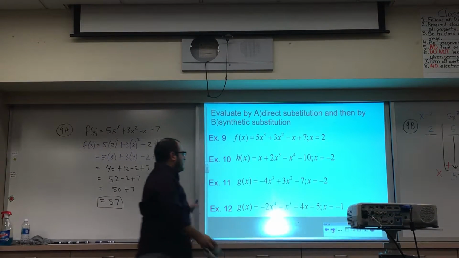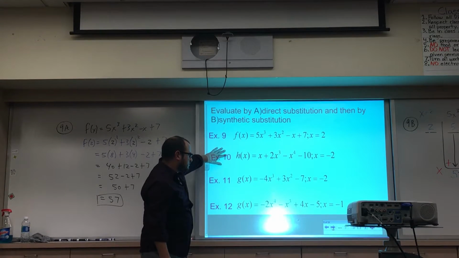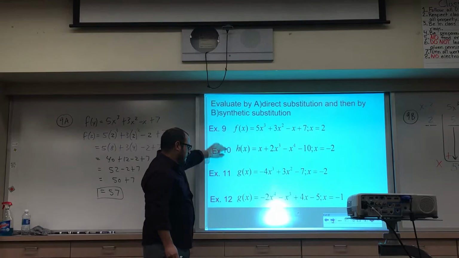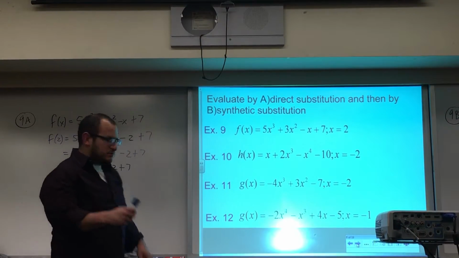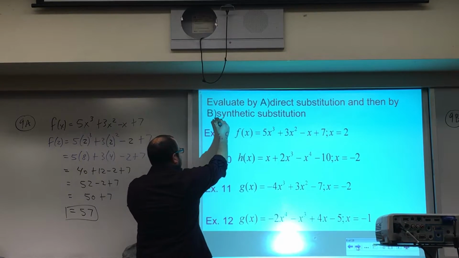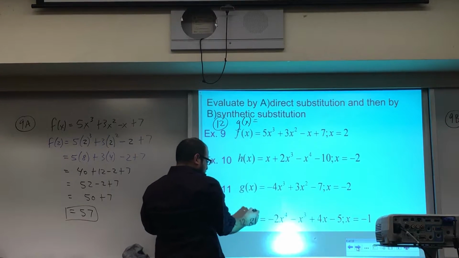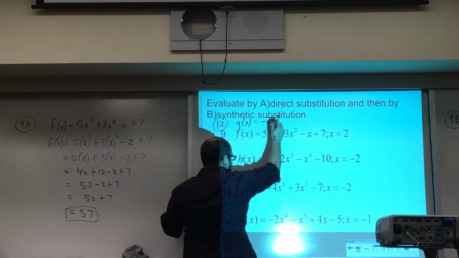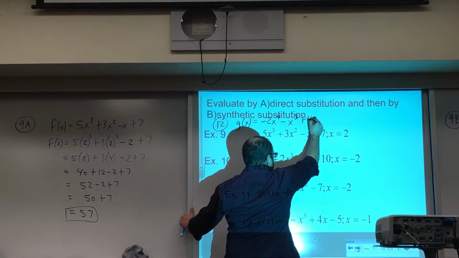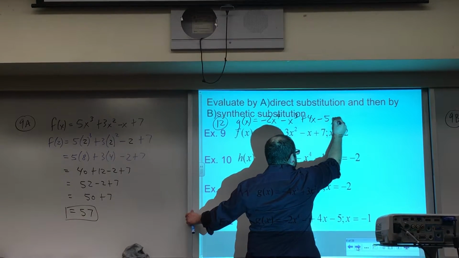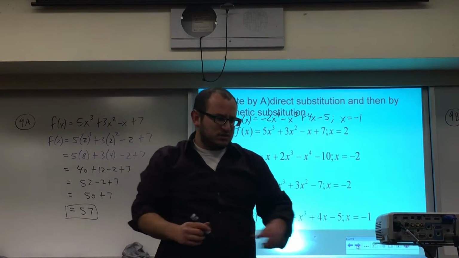Okay. All right. I'm actually going to have you do 10 and 11. I'm going to go ahead and do number 12 for us. Okay? Number 12 is a bit tricky. So let me go ahead and copy it up here. And we're going to evaluate this at x equals -1. Okay? Let me go ahead and turn off the slides.